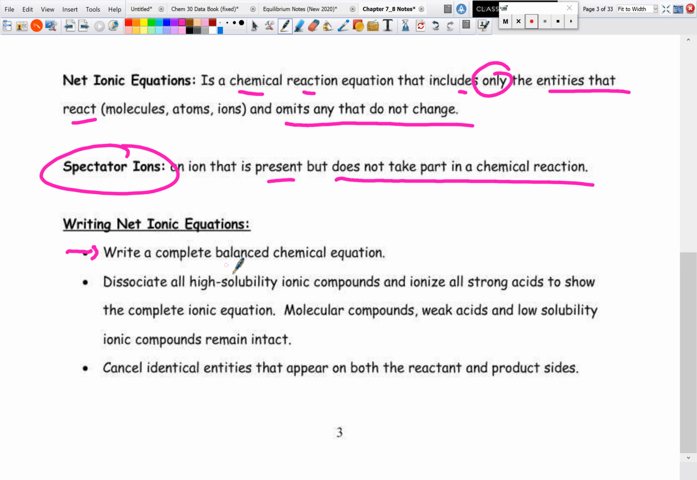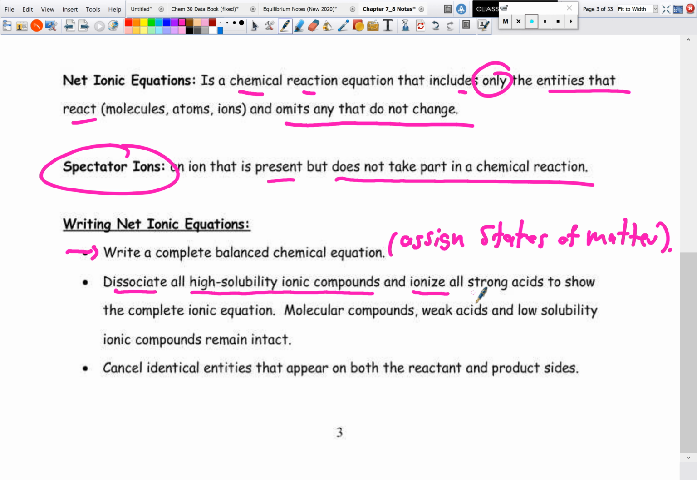First, we're going to write a complete balanced chemical equation, and of course assign states of matter. And the reason we need to do that is because we're going to dissociate all highly soluble ionic compounds, and ionize all strong acids to show the complete ionic equation.